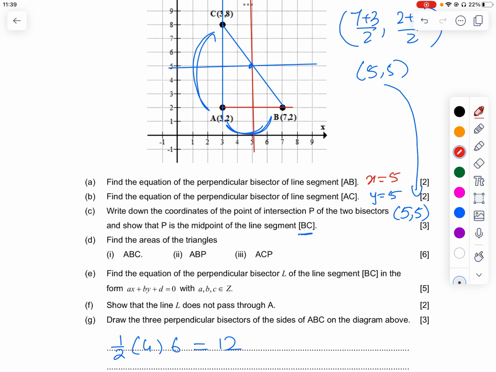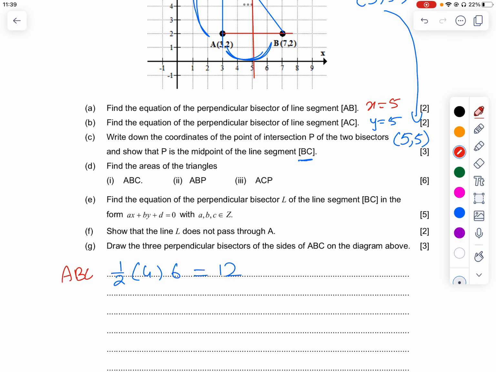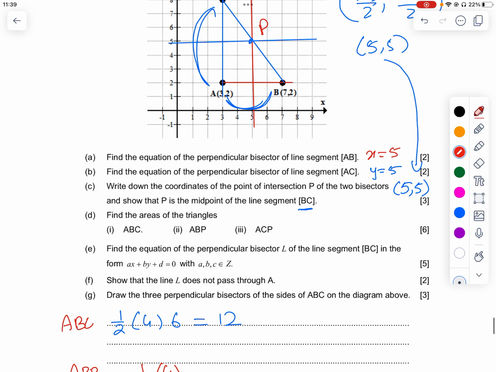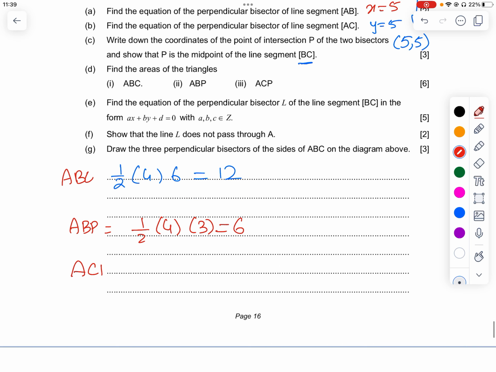What is P? P is a point of intersection. Now he's asking for the area of ABP. For ABP, half base times height. The base is again 4, whereas the height is from 2 to 5, which is 3. So which is going to be nothing but what? 6. Next is asking for ACP.